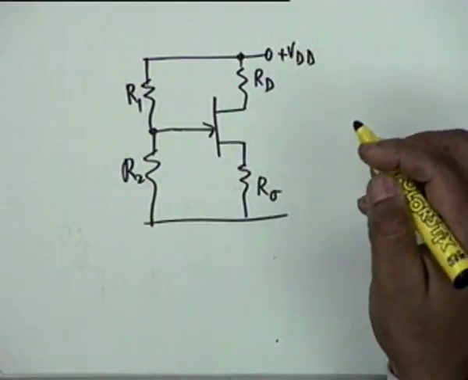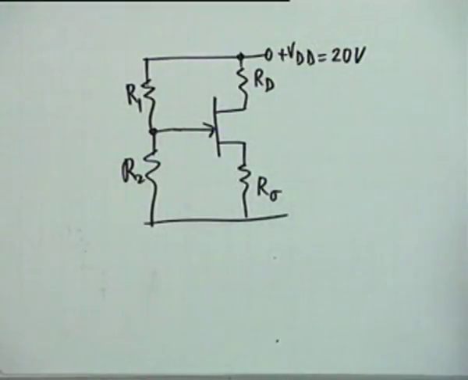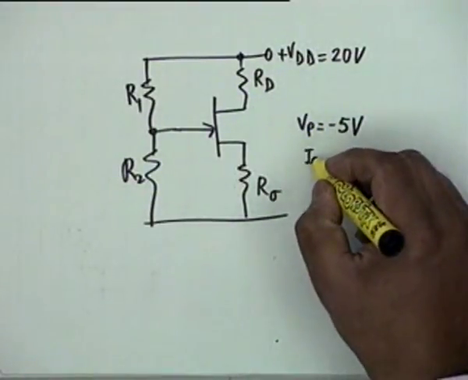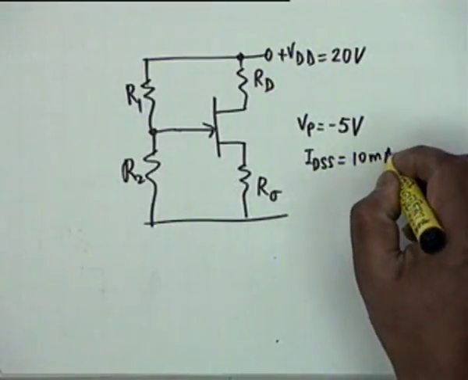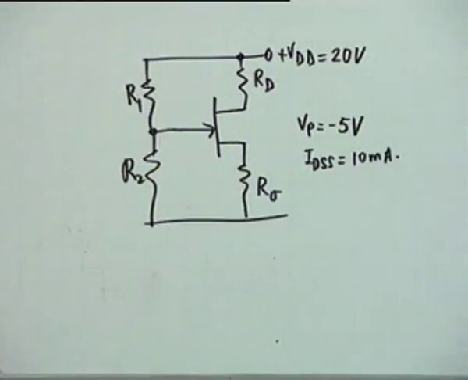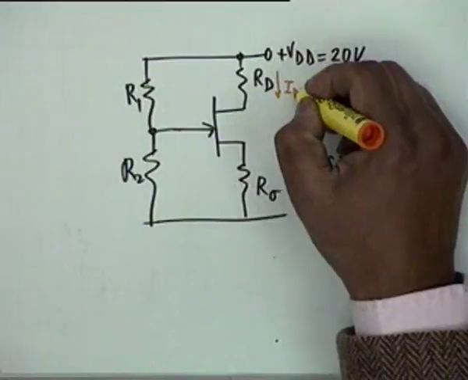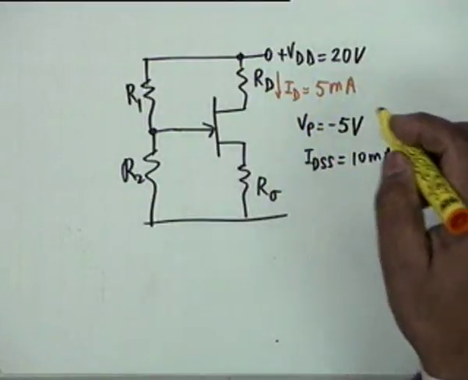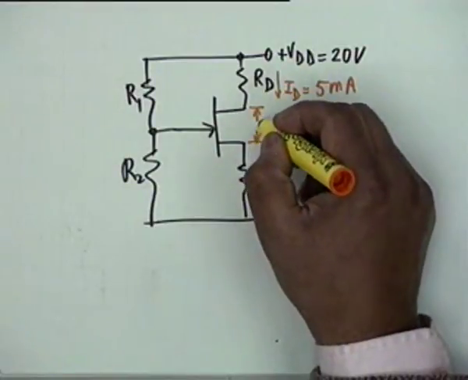What is given is VDD equal to 20 volts. VP is given as -5 volt, and IDSS, the drain saturation current, is given as 10 milliamperes. Okay, what you want is to design this circuit. You are asked to design this circuit such that ID, the drain current, is 5 milliamperes, and VDS is equal to 10 volt.